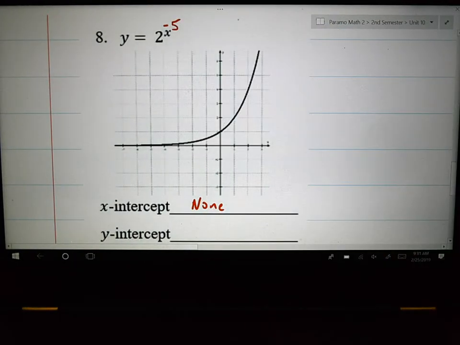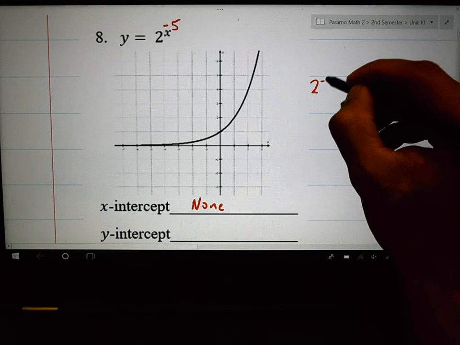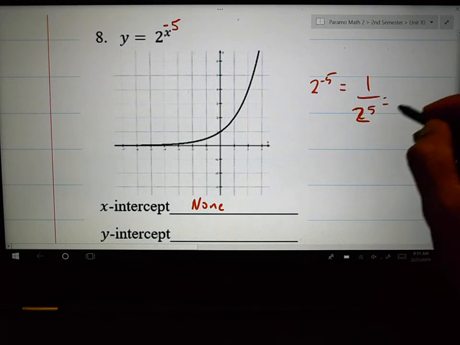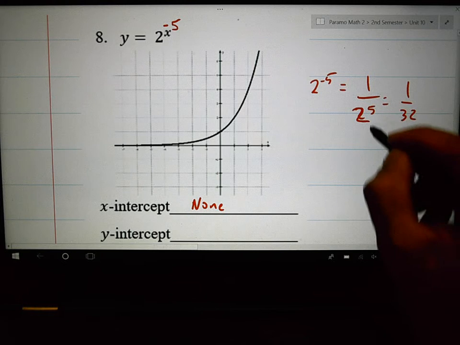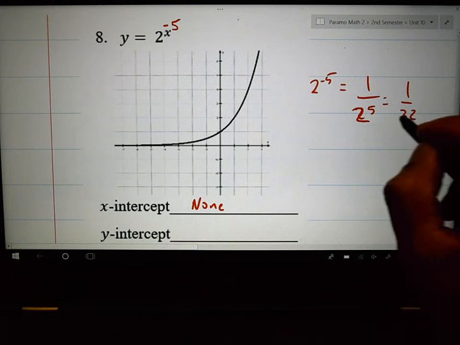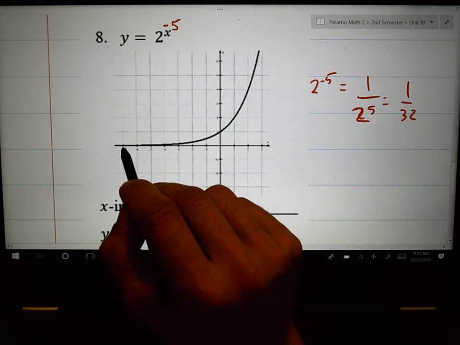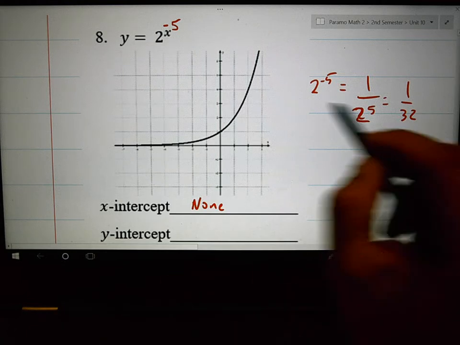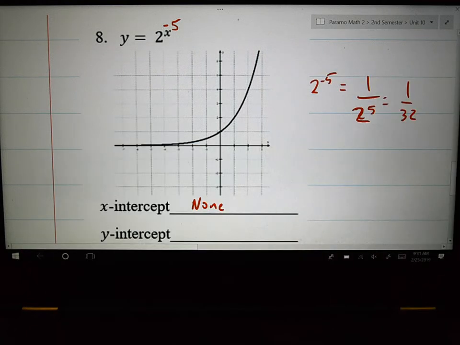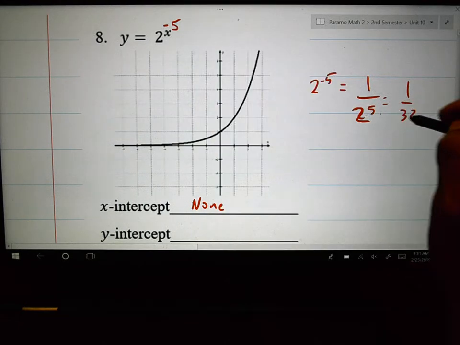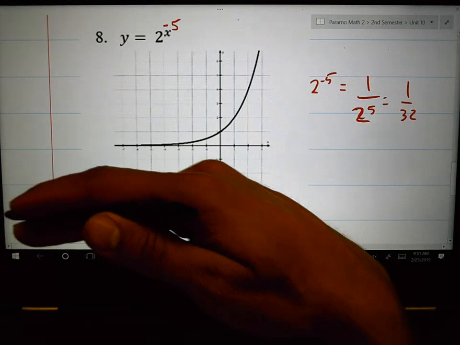If I plugged in -5, 2 to the -5 is the same thing as 1 over 2 to the 5th, which is 1 over 32, because 2 times 2 times 2 times 2 times 2 is 32. It just gets closer to the x-axis. It does not make a value that crosses or makes 0. And the bigger the number that you put here, the more 2's that are multiplying, the closer you're getting without ever touching.